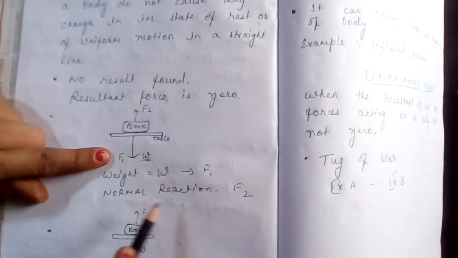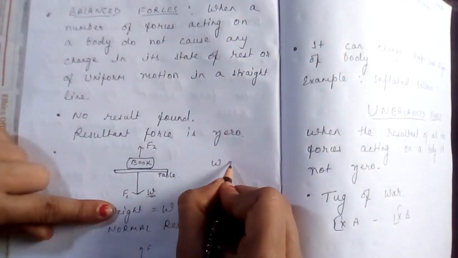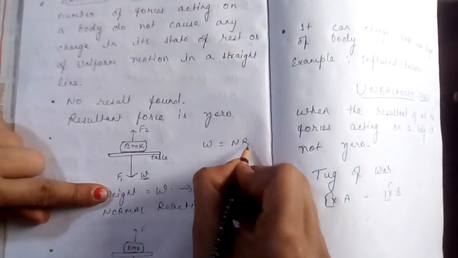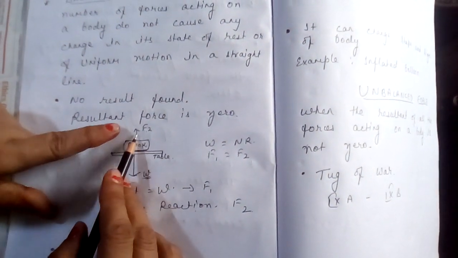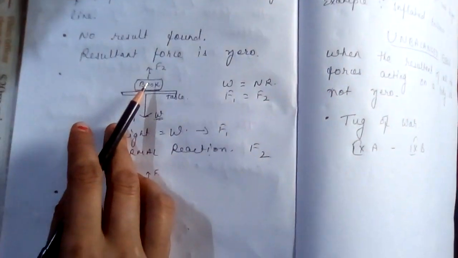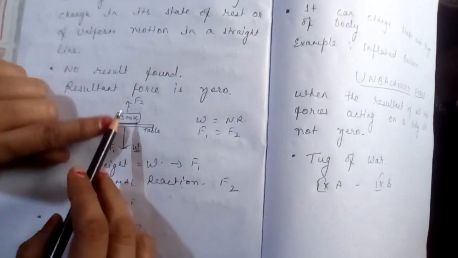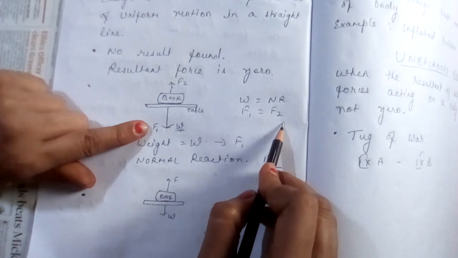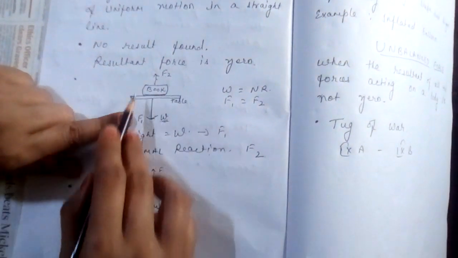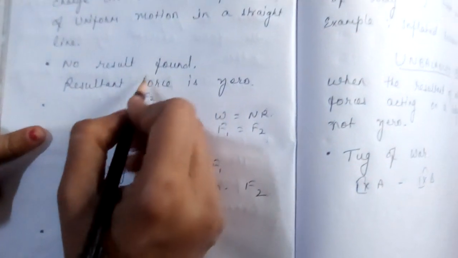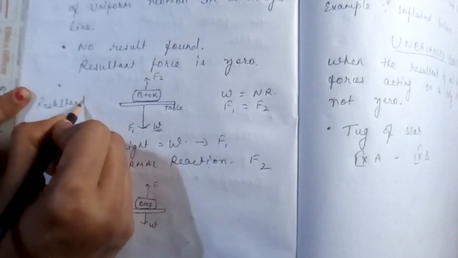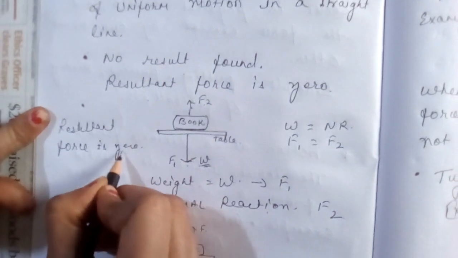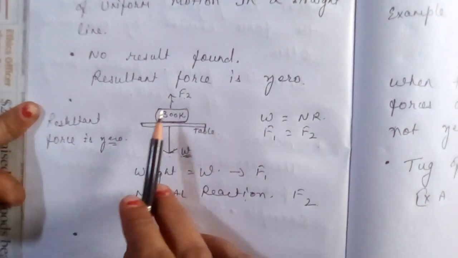So here what you find, this weight is equal to normal reaction. That means F1 is equal to F2. So two forces are acting over here and both are equal. No result found. The book is not moving anywhere. So here the resultant force is 0. We will get no result. So this is a balanced force.